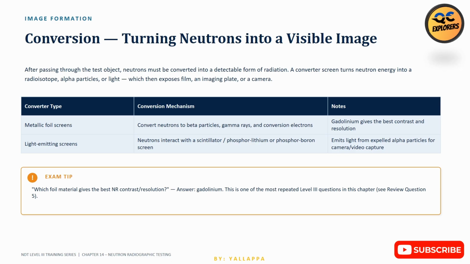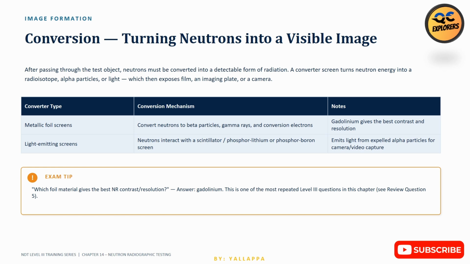The answer lies in conversion screens. A conversion screen transforms the energy carried by neutrons into another form of radiation or light that can be detected by film, digital detectors, or imaging cameras. There are two primary categories of converter screens. The first is the metallic foil converter.